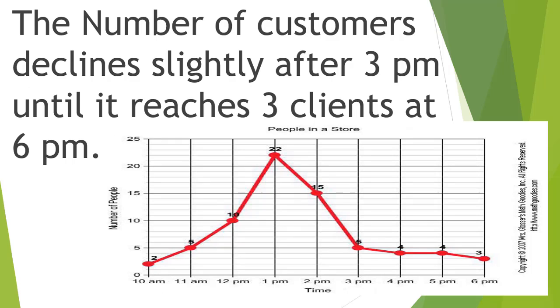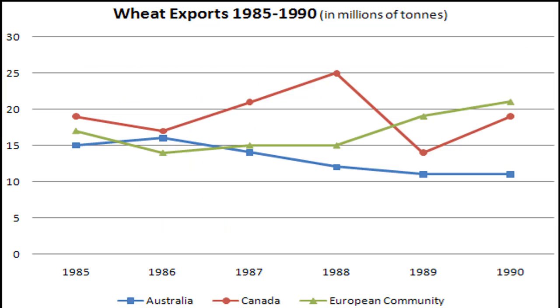So we can make a sentence here. The number of customers declines slightly after 3 p.m. until it reaches 3 clients at 6 p.m. Okay, this is an example. Now, what we will do now is writing or analyzing a line graph together to make up the 150-word task.